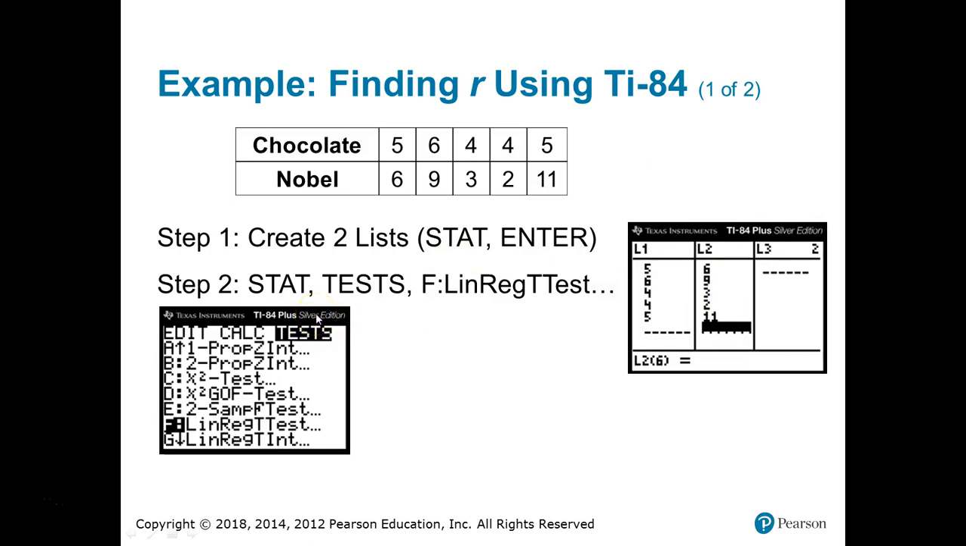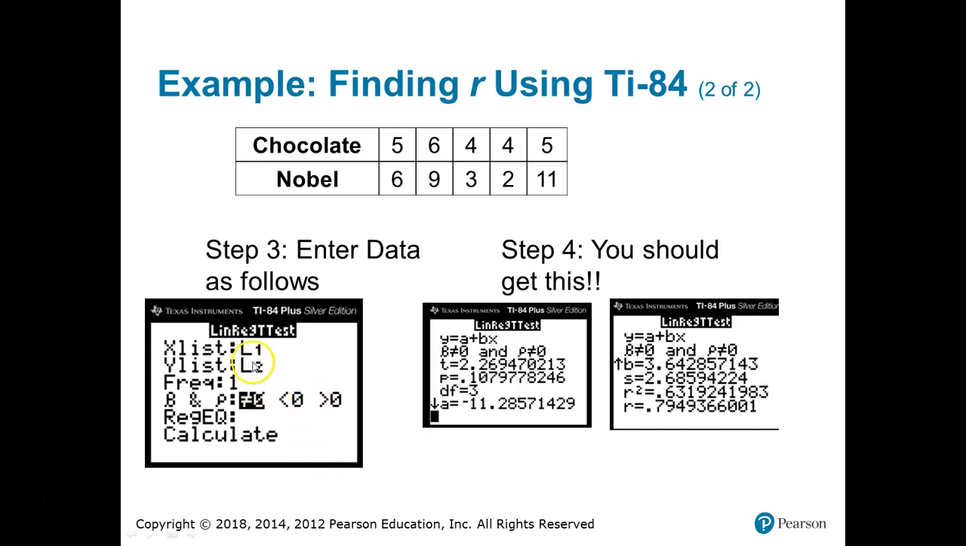So you can hit STAT, go over to TESTS, and go all the way down to F, where it says LinRegTTest, like I show you on this screenshot over here. Then hit Enter. Enter the data as follows. It might auto-populate for you because it assumes that you want your lists to be L1 and L2. But if not, just populate it. Go over to Calculate, and once that's highlighted, hit Enter, and then you should get this.